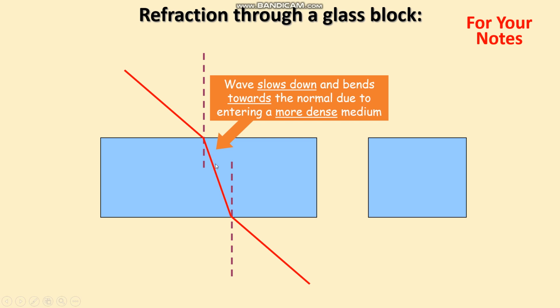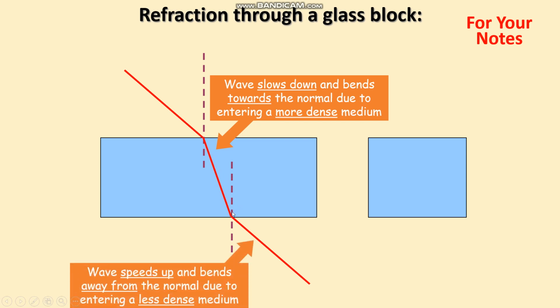Now when it comes out at this point here, it's travelling from glass into air. Air is a less dense medium, and so the beam of light speeds up, and this time it bends away from the normal. So from less dense to more dense, the ray of light bends towards the normal. When it travels from more dense to less dense, it bends away, and all due to the fact that it changes speed.